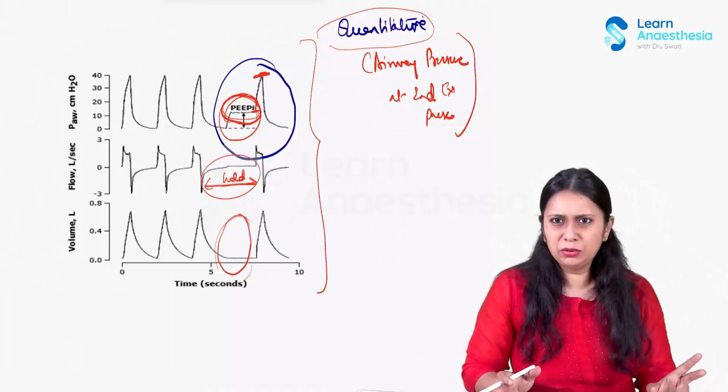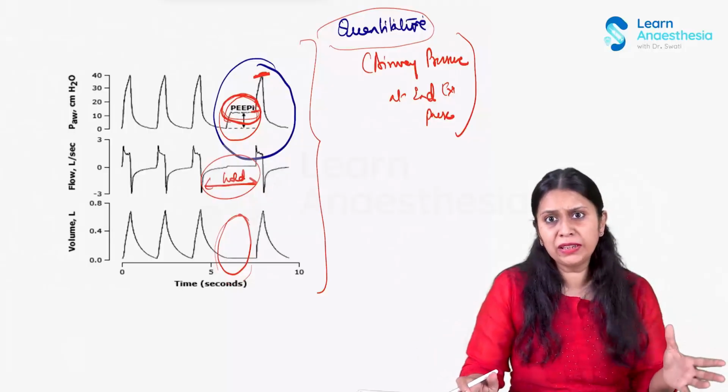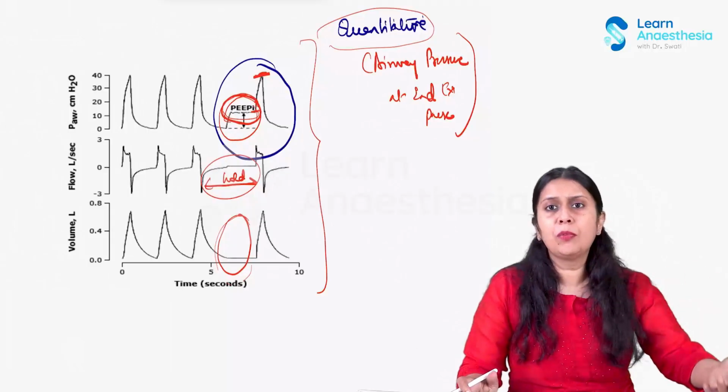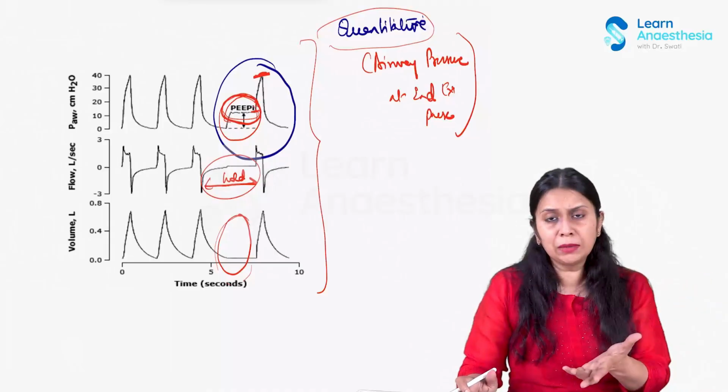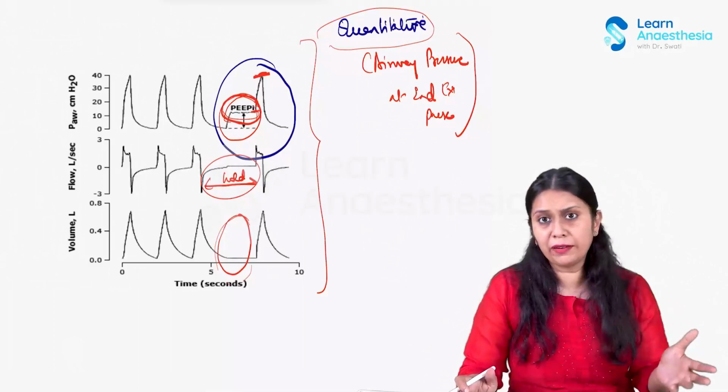Not a very commonly used method because it doesn't give a very accurate result. Though most of the ventilators today have the expiratory pause mechanism available in them to calculate the intrinsic PEEP, studies have shown that it is not very reliable.